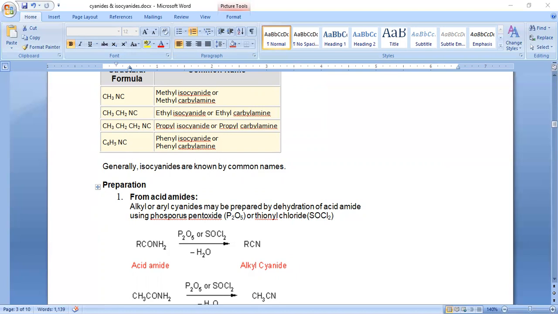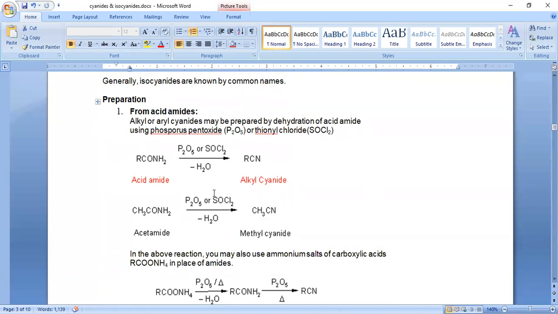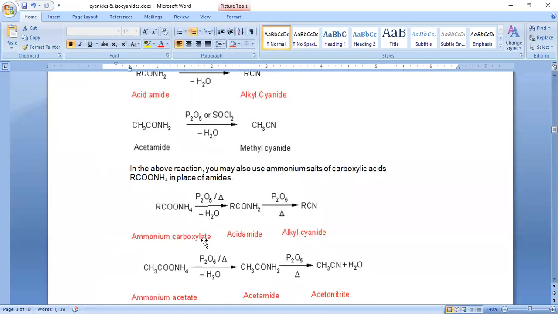Why? Because this is an ionic product, whereas this is a covalent product. So the first one is an ionic compound and the second one is a covalent compound. Due to the difference in the nature of our reagent, we get different products. And the next one: here SOCl2, thionyl chloride, also we can use, and these are some examples.